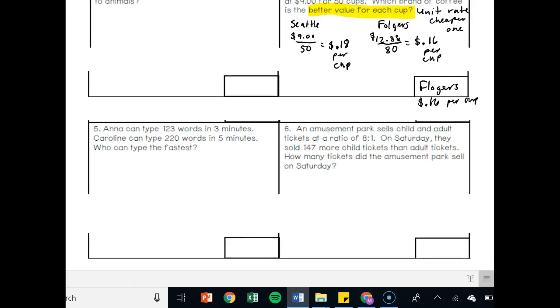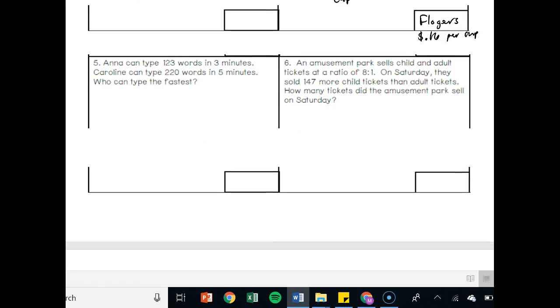Okay? It says Anna can type 123 words in 3 minutes. Caroline can type 220 words in 5 minutes. Who can type fastest? So again, we're just going to compare the two with a unit rate, right? So we're going to go ahead and say Anna's over here, Caroline's over here, and Anna, she can do 123 words per 3 minutes, versus Caroline can do 220 words per 5 minutes.